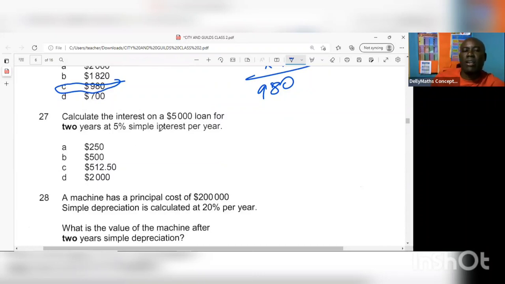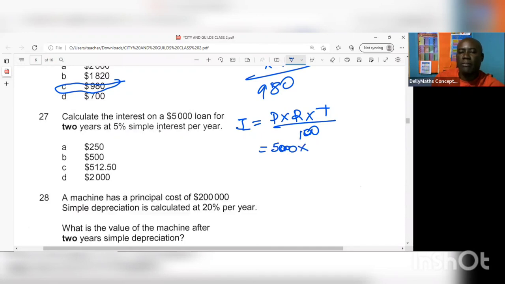Calculate the interest on a $5,000 loan for 2 years at 5% per annum. So we are saying simple interest is equal to P times R times T over 100. So we are talking 5,000 times 5% times 2 years over 100. These cancel. So basically this is 50 times 10. That's 500 for the answer right there. 50 times 10 is 500.